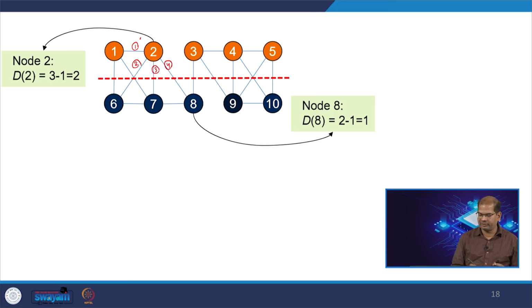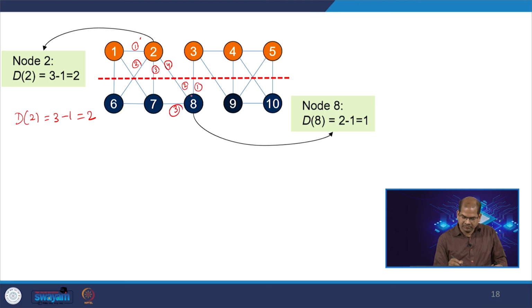How many are connected with the cut line, this red line? 3 are connected with the red line, so this is 3. How many are not touching the cut line? This is 1. So D of 2 is 3 minus 1, which is 2. Similarly, node 8 has 3 lines, 1, 2 and 3, out of which 2 are touching the cut line. So, D of 8 is 2 minus 1, so it is 1.